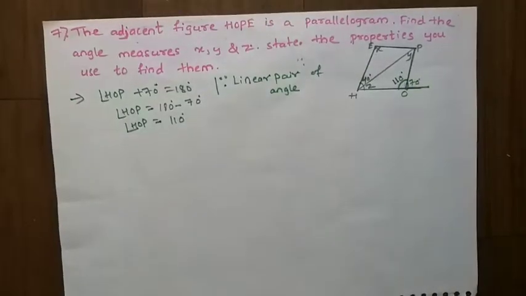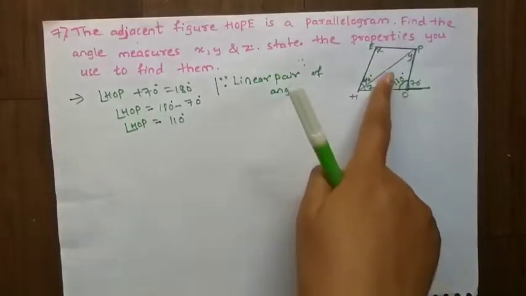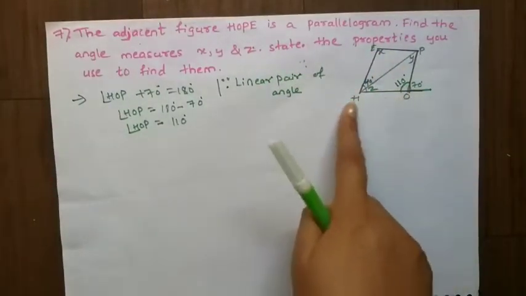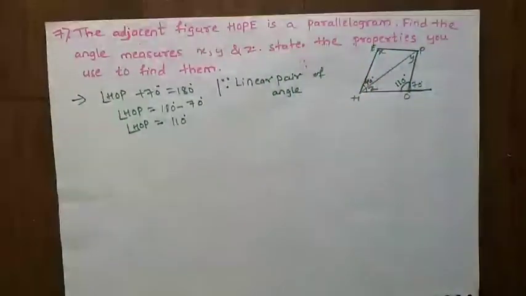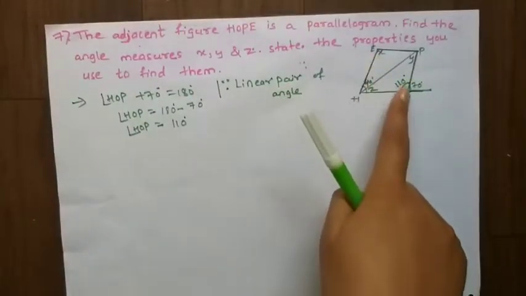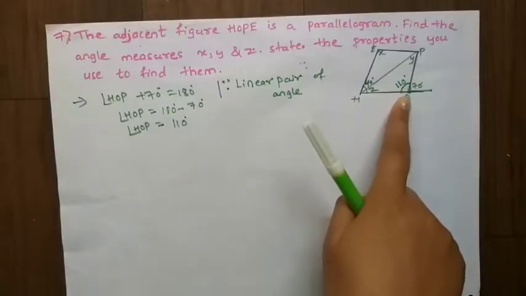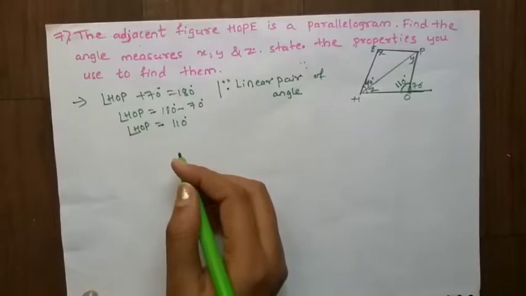110 degree. Observe here, angle E and angle O are opposite angles. Yes, this HOPE is a parallelogram. We know that in a parallelogram opposite angles are equal. Here angle E and angle O are the opposite angles. So the value of x is equal to 110 degree. Here we are applying the condition opposite angles are equal.